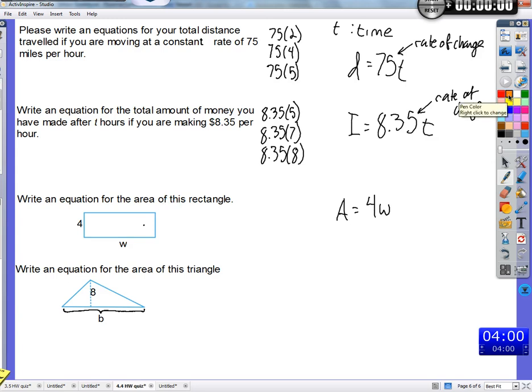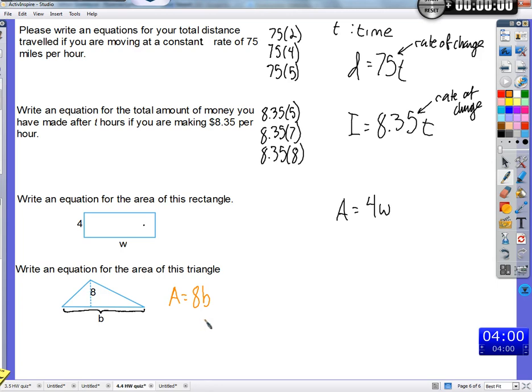I saw something on several people's work that I want to talk about. So I saw some of this. And I like to just think about stuff like this. Could 8 times this length be the area of the triangle? Or maybe another question is, what would 8 times b give us? Give us the area of some shape. What shape would it give us the area of?